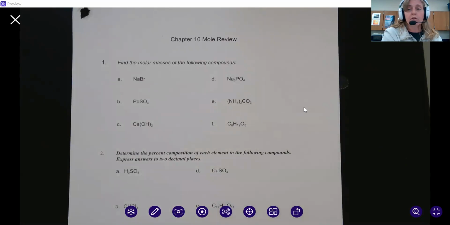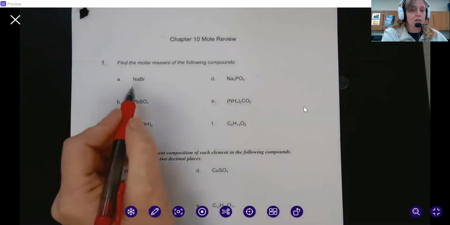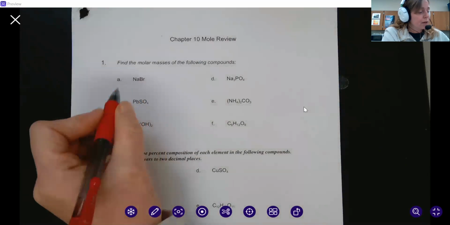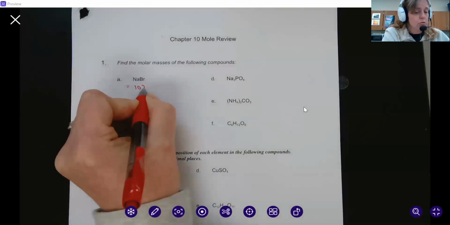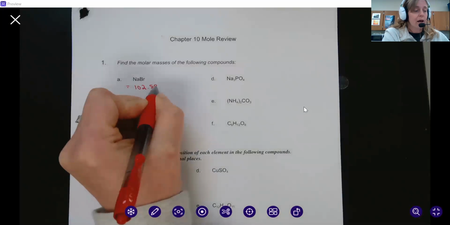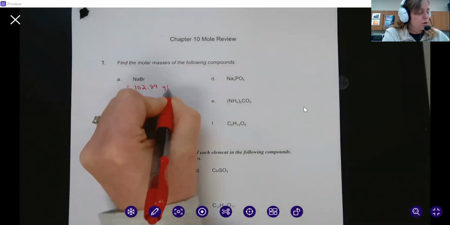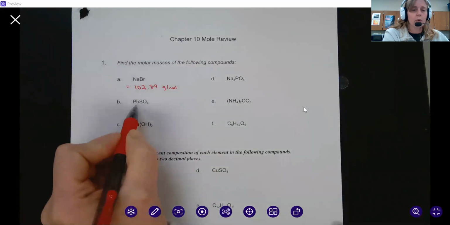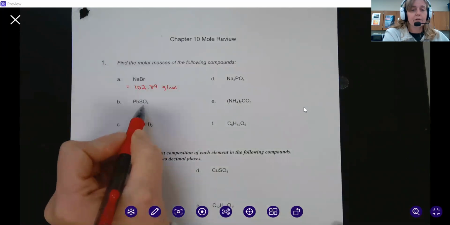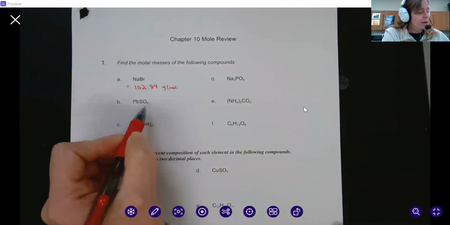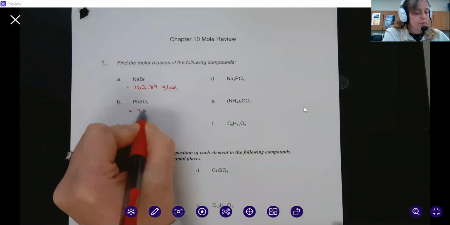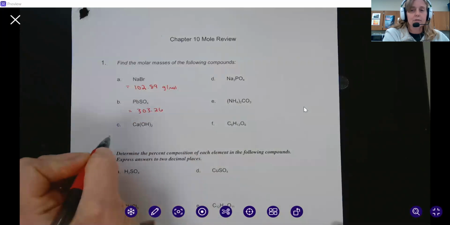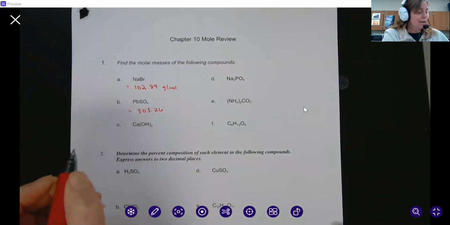So for the first one, you're going to add sodium and bromine together, and you should end up with 102.89, and your unit is always grams per mole, okay? Now the next one, you're going to add 1 lead plus 1 sulfur and 4 oxygens together. So that's going to give you a mass of 303.26, okay?